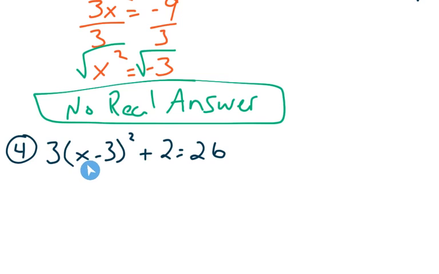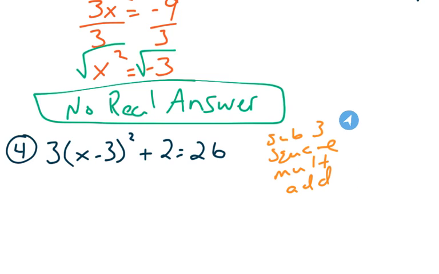Okay, we still want to get back to x. Okay, so we would think about our order of operations. The first thing we would do would be subtract 3, then we would square, then we would multiply by 3, and then we would add. Okay, those would be our steps. To solve it, we just work our way from bottom to the top.